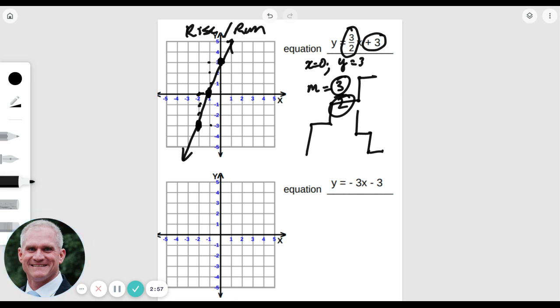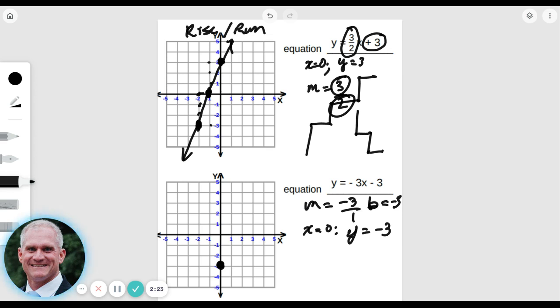Let's try this one. What's our slope? Our slope is -3, which is really -3 over 1. So it rises -3, which means it actually goes down 3 for every 1 that it goes over. And then we know that our y-intercept, our b, is -3. So we know our starting point is 0, -3, right? When x equals 0, y equals -3. 0, -3. There's our starting point.